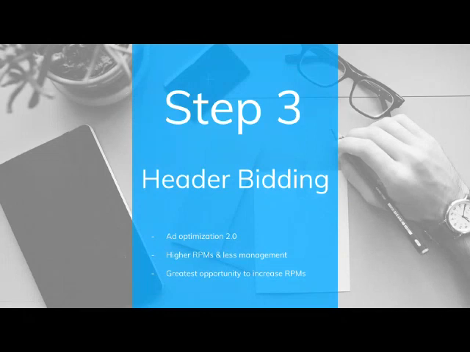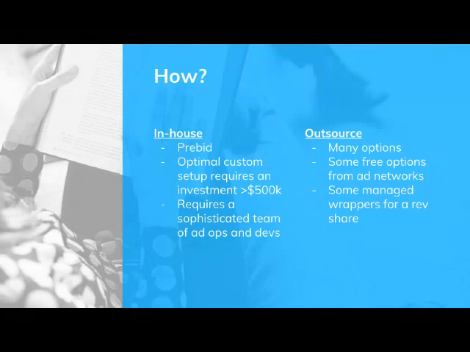And of all the 3 steps, header bidding is the greatest opportunity to increase your RPMs. However, it is not possible to run it without DFP, and it isn't at its full power without running ad exchange on dynamic allocation. That's why these 3 steps need to happen in order. So how do you implement header bidding? This one can be a little tougher. Header bidding is a very sophisticated practice and implementation. So you can do this in-house or you outsource it.